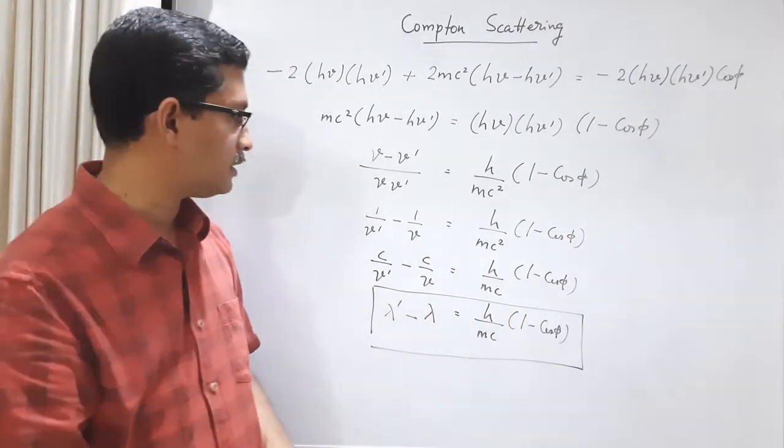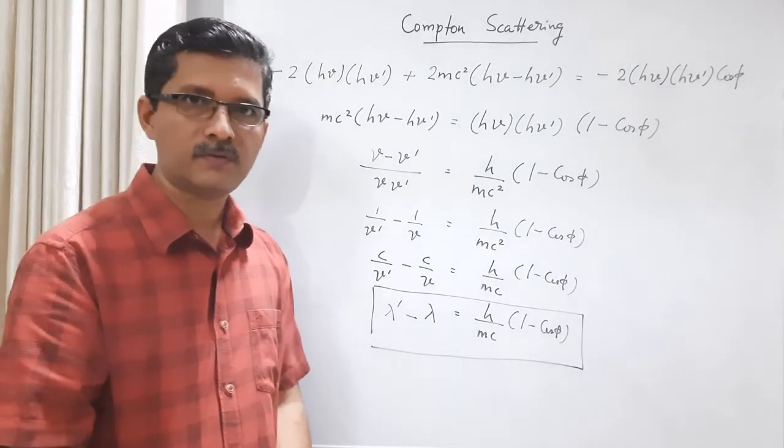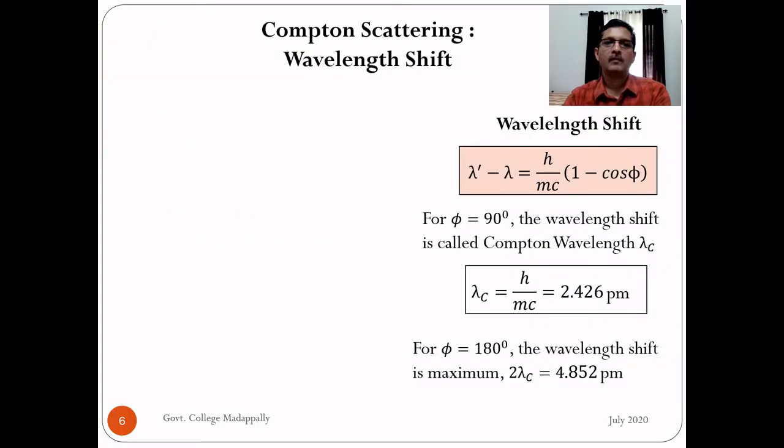So this was the expression for the wavelength shift in Compton scattering. We have seen the derivation of the wavelength shift. The value we obtain is lambda prime minus lambda equals h by mc into 1 minus cos phi, where m is the rest mass of the electron. And as we know, this derivation was made by Compton himself. Now let us look at this value.